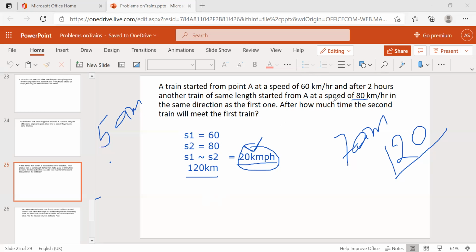So the remaining 60 will be the same. So 20 kilometers here, 120 kilometers per minute. So it is 120 kilometers by 20. Directly you will get it's nothing but 6 hours. So after 6 hours, train 2 will meet the first train.